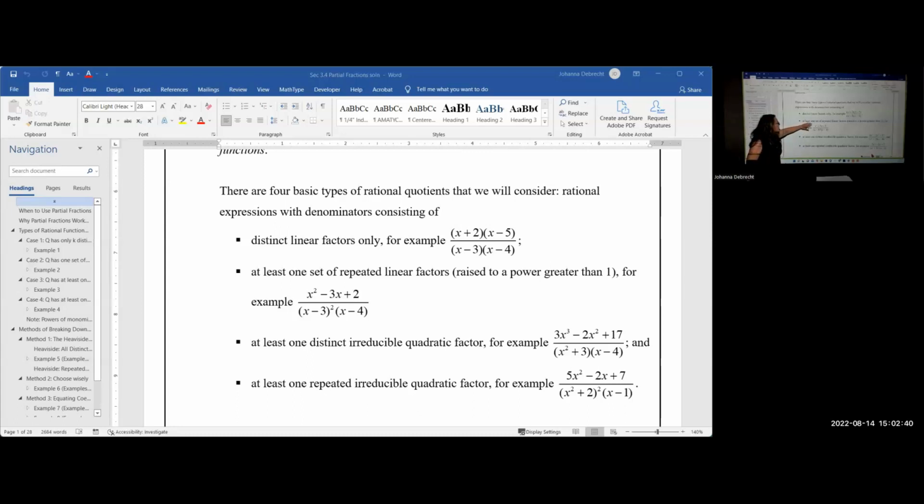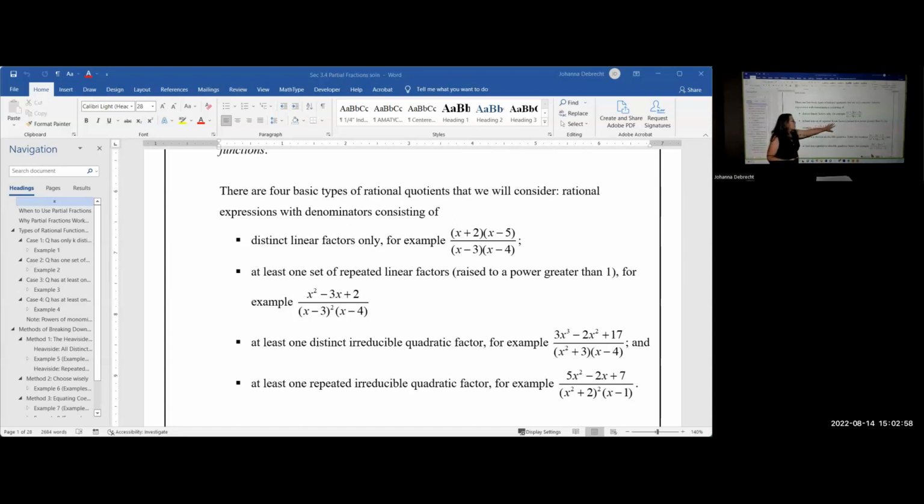Type 2, we have at least one set of repeated linear factors. Now remember, a linear factor is x raised to the first power. So x minus 3 and x minus 4 are both linear. In fact, they have the form mx plus b, which is a line. That's why we call them linear.